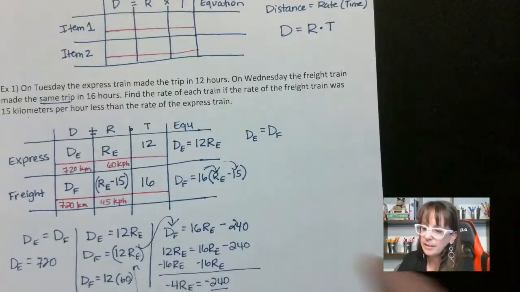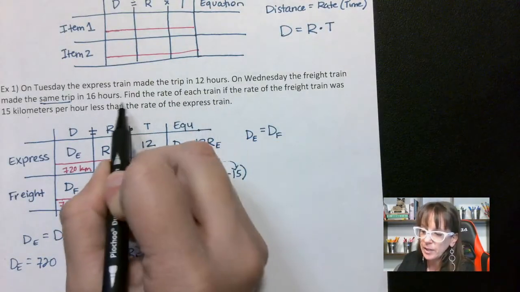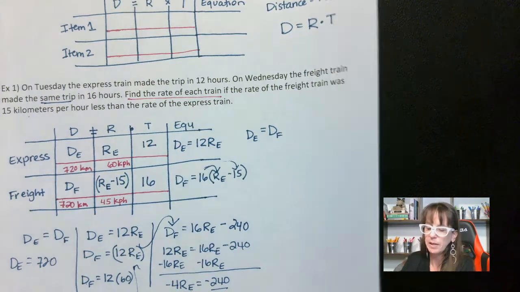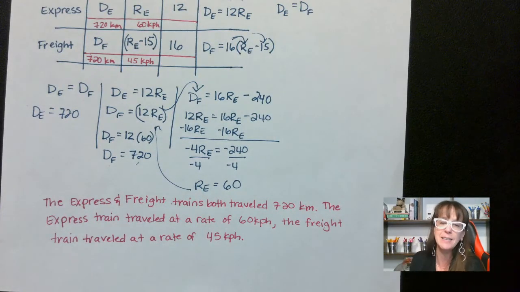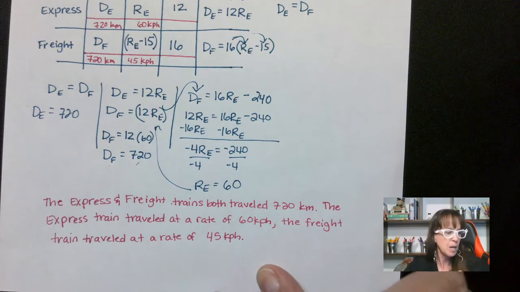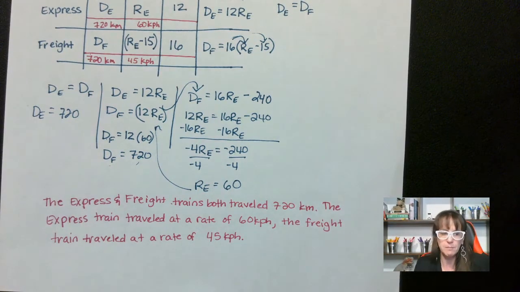Now, again, it says find the rate of each train. So we found the rates of each train, but I also threw in that they traveled 720 kilometers. This is a good idea just to keep that excess information in your answer, because if you're consistent in how you do these, it becomes a lot easier. Okay, so let me find the next one.